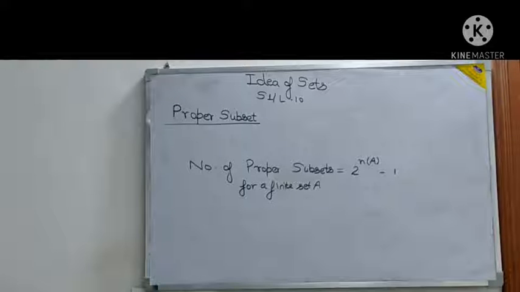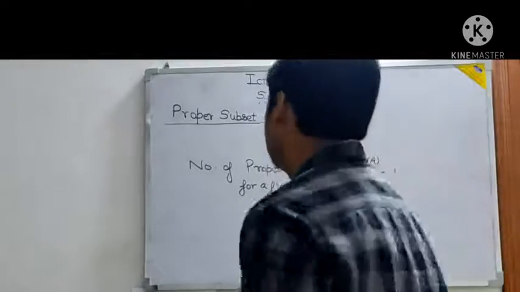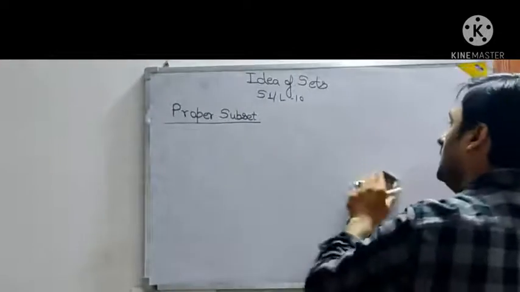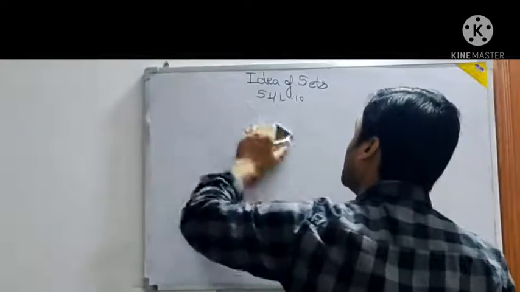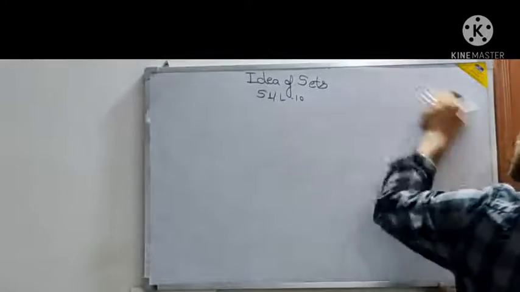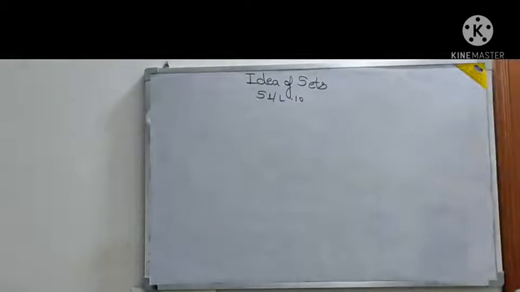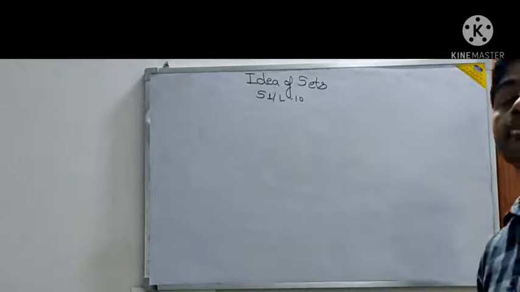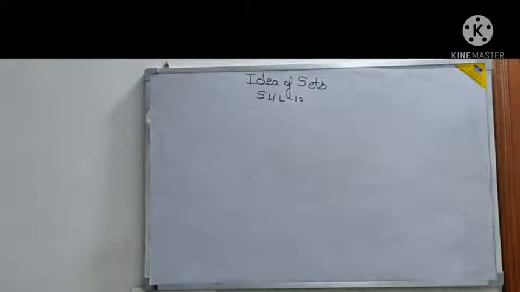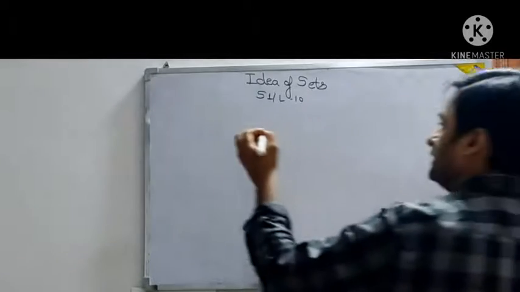Next article is superset. So what is a superset? If A is a subset of B, if you remember the definition of subset, I had told that if A and B are two sets such that all the elements of A are in B, then A is a subset of B. And in that case, we say B is the superset of A. So that definition is for superset.